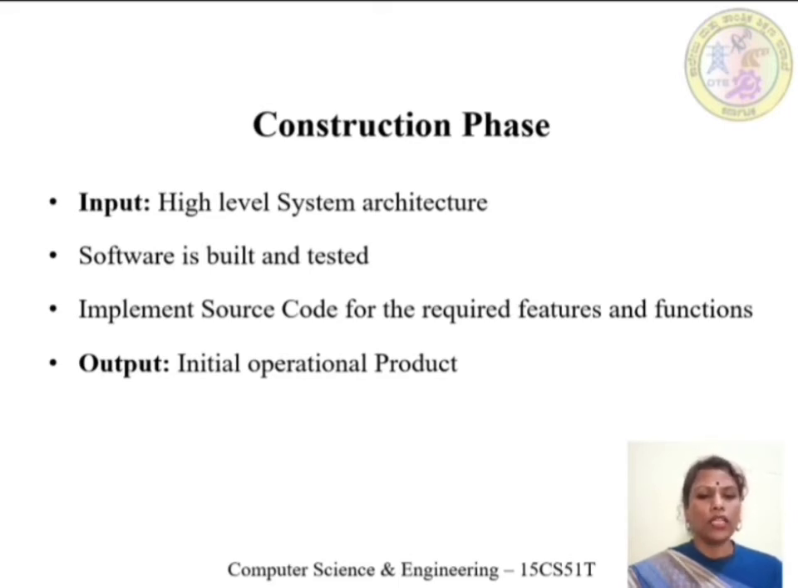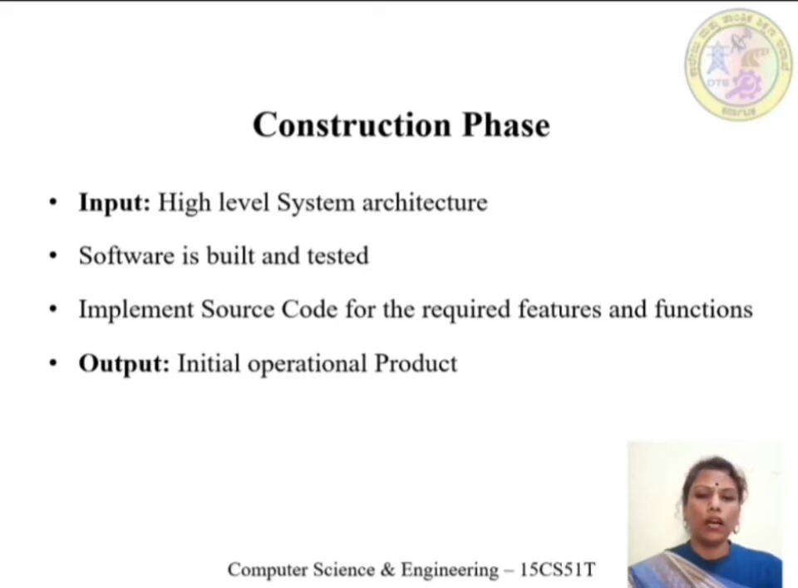That means the source code development is done in this phase. After coding the actual product, testing is also done in this phase. That's why we are calling it build and test. Okay, so in the construction phase, the actual product is built and tested. The output of this phase is the initial operational product. That means the initial working product.